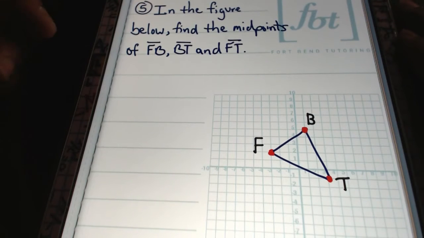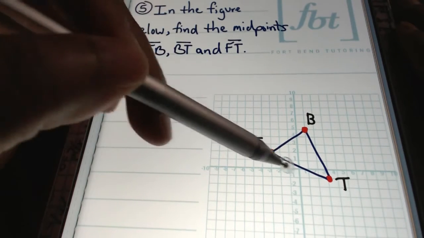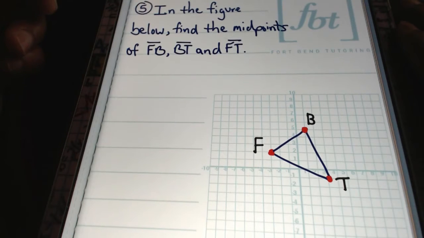In problem number 5, it says, in the figure below, find the midpoints of FB, BT, and FT. The midpoints. That's what they want. They want the midpoints of each of the segments of this triangle here. So why don't we go about finding out what the coordinates are for each of these points first?